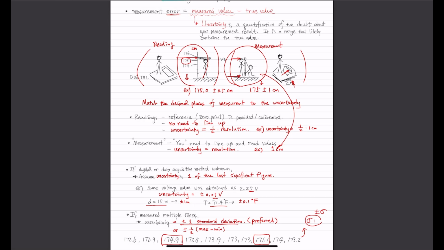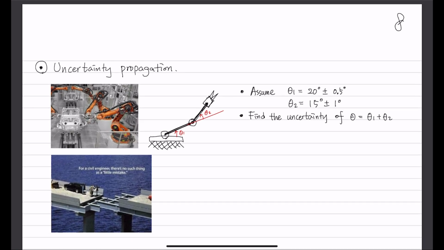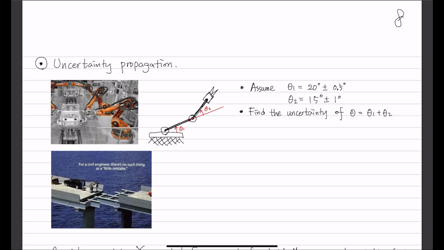Okay, let's move on. Now we would like to move on to uncertainty propagation: how uncertainty propagates when you have a more complicated system, because your system is not just a single element, single measurement, or single reading. It has multiple components that all interact with each other.